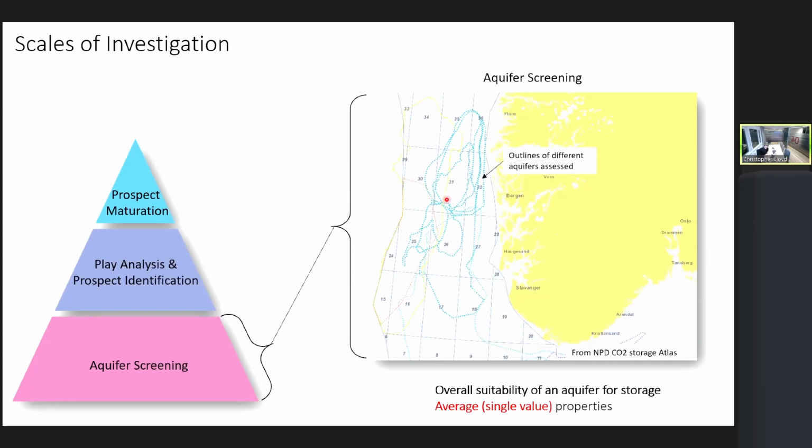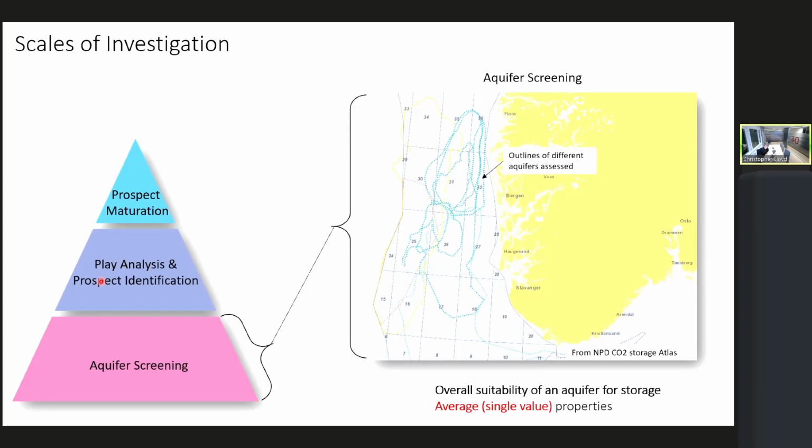Because you're including all the aquifers, you're looking at a very large stratigraphic interval. And therefore, you can only really assess the aquifers using average properties. So average porosities, average net to gross, average seal thickness. And then we apply that to the full aquifer, with the end goal of basically saying, these aquifers are okay for storage, or these aquifers have potential for storage, so we move them on to the next stage.